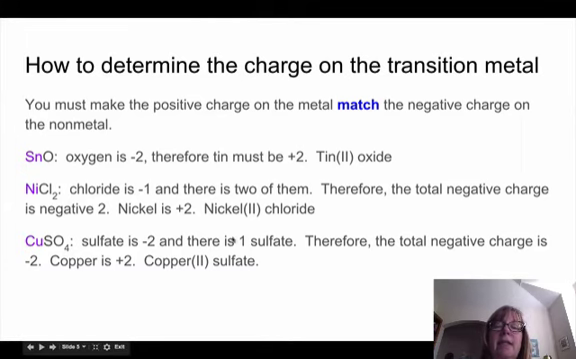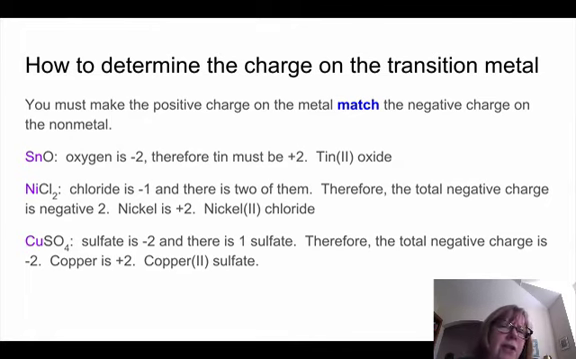So its name is nickel(II) chloride. Here we've got CuSO4, and you've got this 4 down here. That just means in this polyatomic ion, you have 4 oxygens. It has nothing to do with the number of sulfate ions. How many sulfate ions do you have? Well, look at your polyatomic ion chart and see that sulfate is SO4. We only have 1 sulfate.